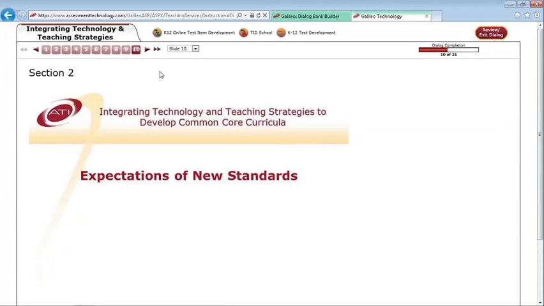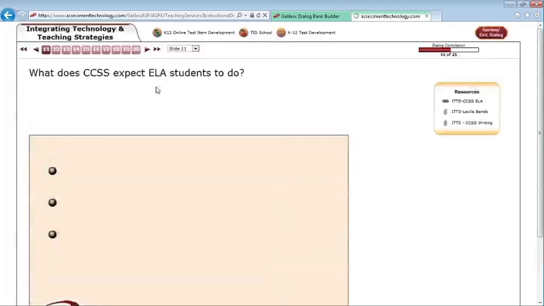So what we want to look at here is more specifically, what are the expectations of those new standards? What really is each subject area asking to be done? And we'll start with English Language Arts. What does Common Core State Standards expect ELA students to do?